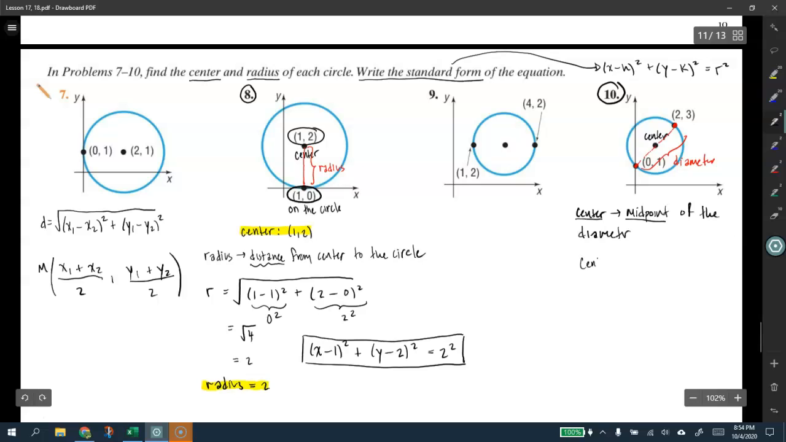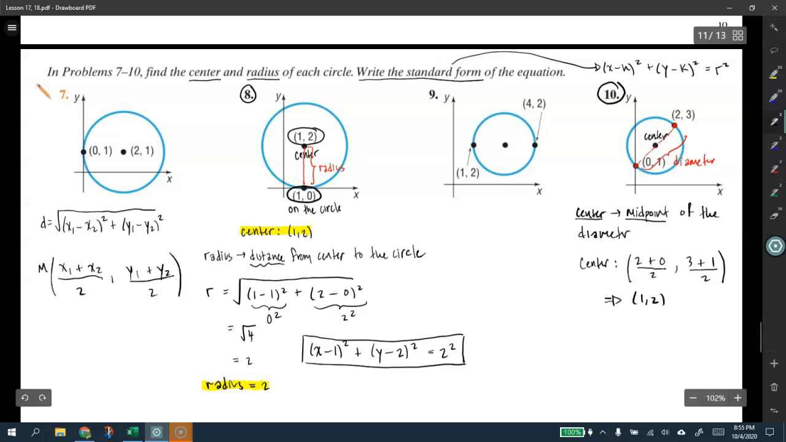The center will therefore be at 2 plus 0 divided by 2, comma, 3 plus 1 divided by 2, like that. All right, and when we simplify that, what that gives us is a center that is going to be at 2 divided by 2, which is 1, and then 3 plus 1 divided by 2, which is 2. So the center is actually at 1, 2. All right, so we now know the center of the circle. And what that leaves us with now is to think about the radius.